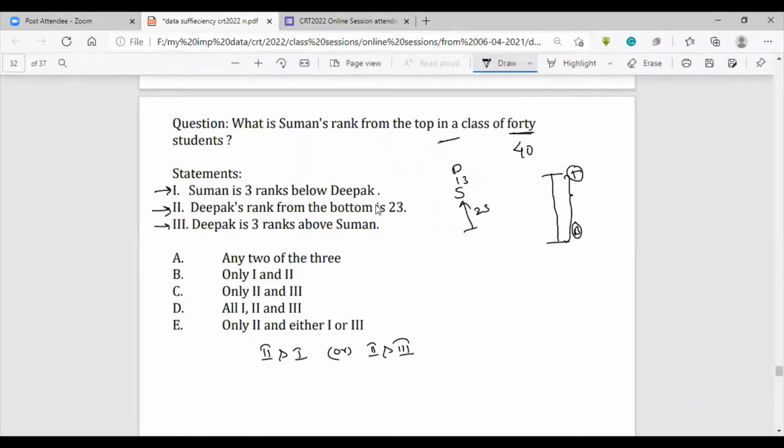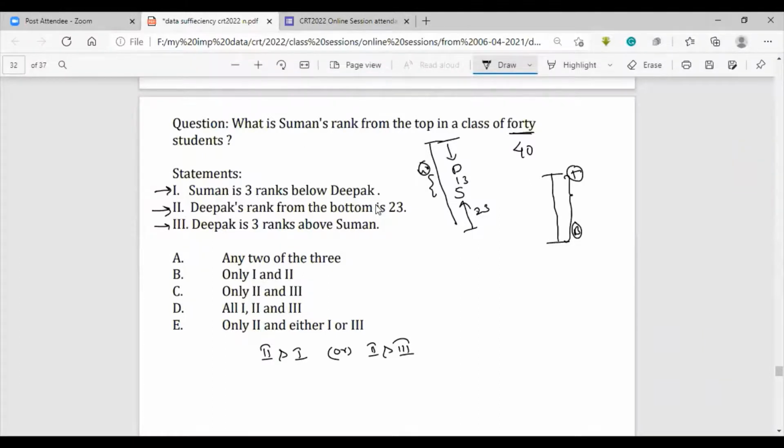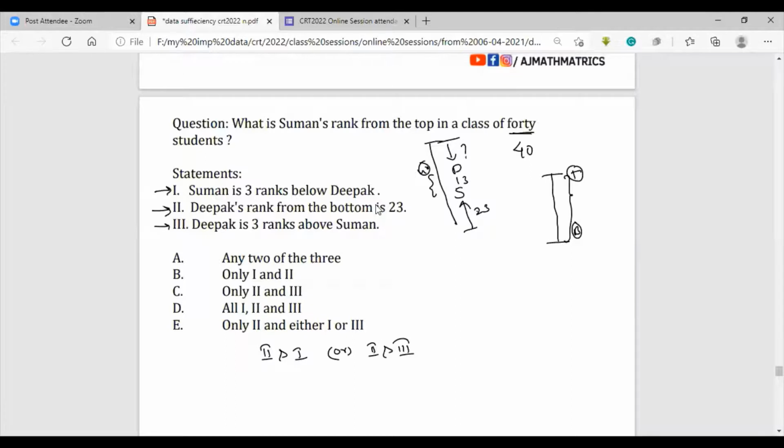So total 40 students are there in the class. If 40 students are there, can we find Suman's rank from the top? Yes, we can find it. So only 2 and 3 are sufficient. Sorry, 1 and 2 are sufficient. So 1 and 2 are sufficient means maybe E is the answer, or maybe C is the answer.